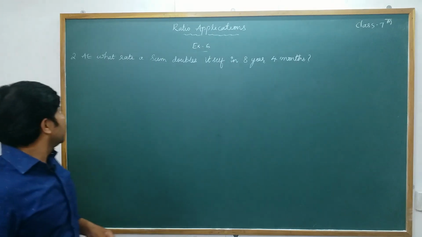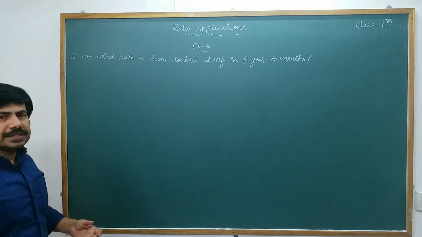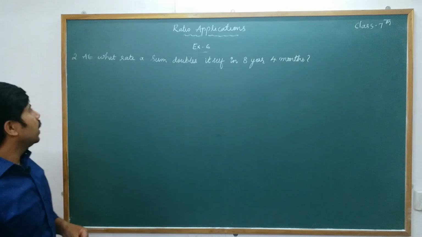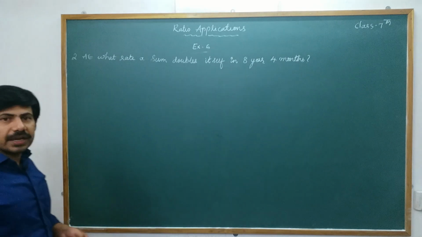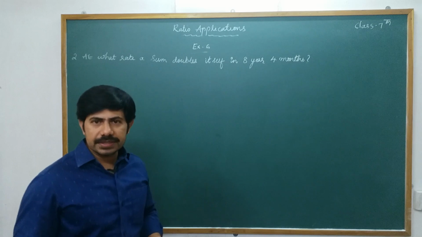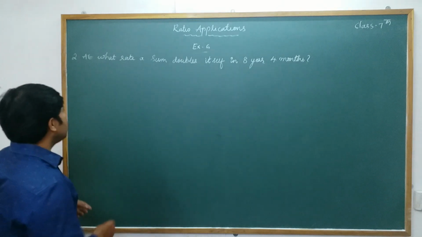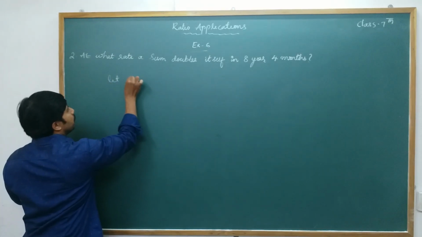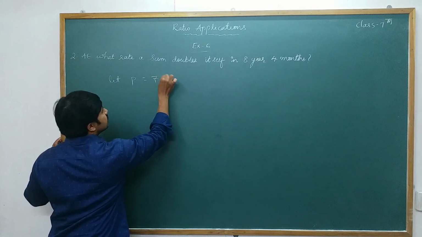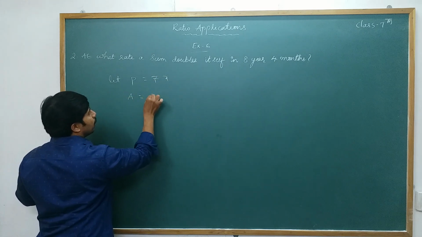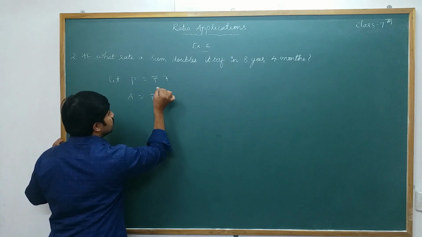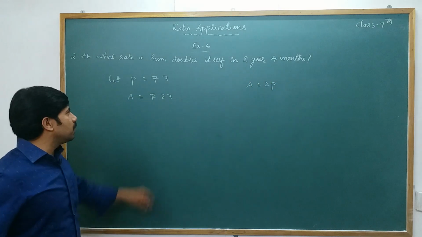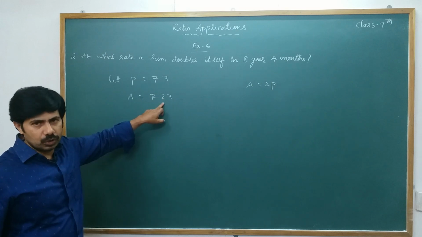Next problem. At what rate does a sum double itself in 8 years 4 months? Okay. So at what rate does the sum double? Here sum means principal. So here we assume the principal gets doubled. So let the principal we assume as rupees X, then the amount will become double the principal. That means amount will be 2 times the principal. So what is principal? We assume X. So amount will become 2X.